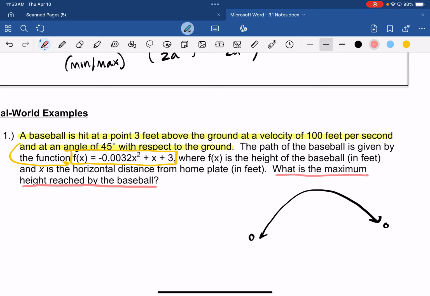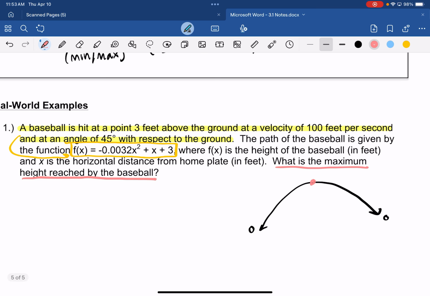Now, we know that it's a downward-facing parabola. So where is that maximum height going to be on my graph? At what point? What am I looking for? Yeah, the top, or what do we call that point? The vertex. So we're looking for the vertex. This is secretly asking you to find the vertex.